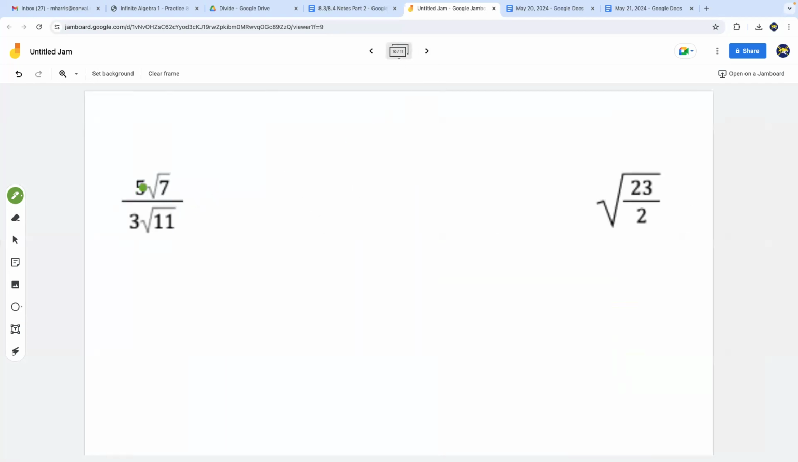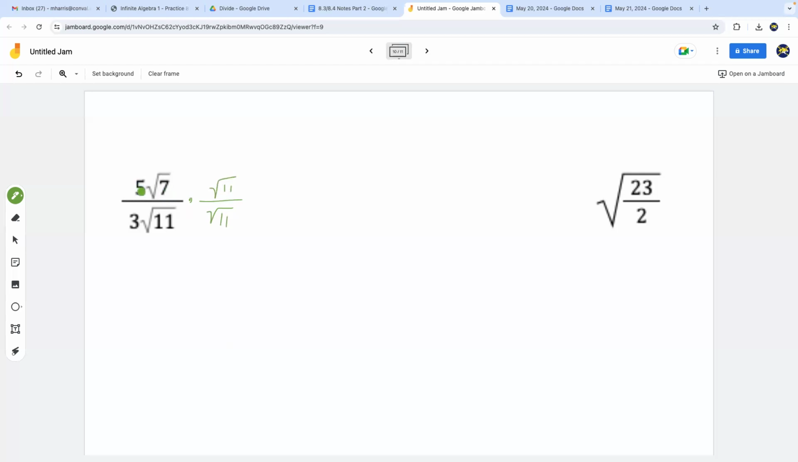All right, let's look at another one. We got 5 root 7 over 3 root 11. Again, we can't clear the coefficients. Right? Radicals aren't the same. We don't like this root 11 in the bottom, so we're going to multiply by root 11. We're going to multiply this by root 11.